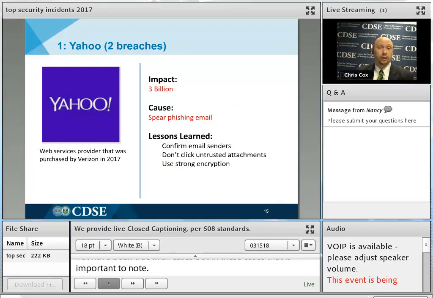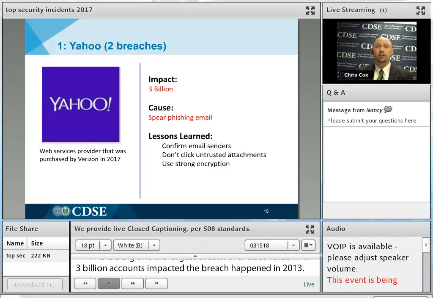And finally, here at number 1, the Yahoo breaches. This was a big one, and it's now called the largest breach ever discovered with 3 billion accounts impacted. The breach actually happened way back in 2013, so quite some time ago, but the scope of it was discovered at least 3 years later in 2016, and it wasn't until 2017 when Verizon bought Yahoo that we really saw the full scope and the impact of the breach.